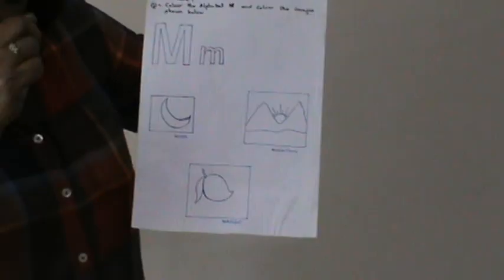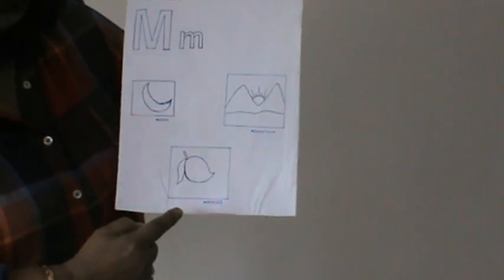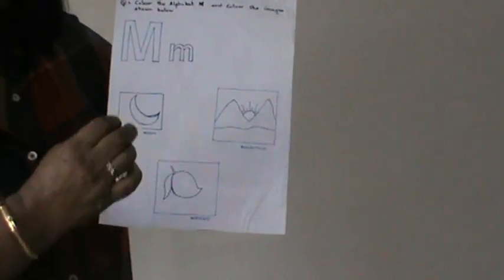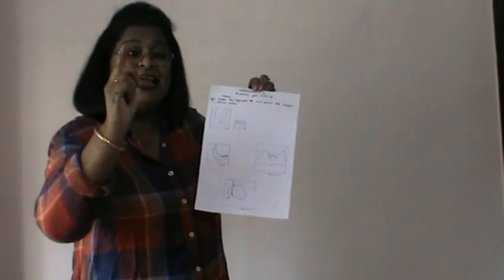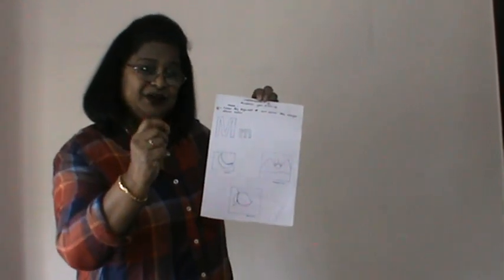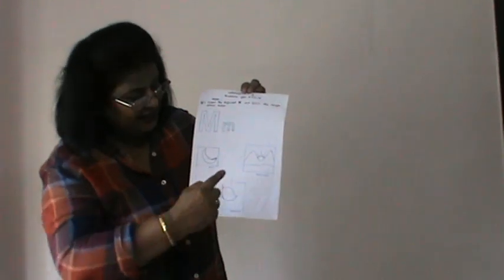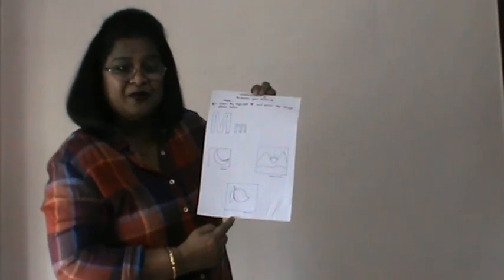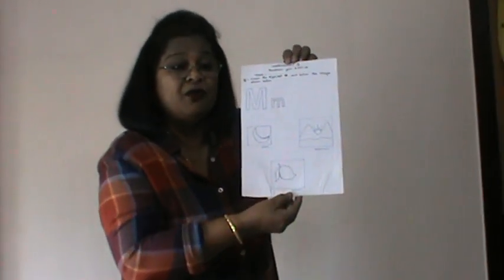And then I showed you the moon, I showed you the mountain, and I showed you the mango. You must color these, okay? If you want any help, come and see what I've done. You can have a look at that and use the same colors, okay? I want you to color the moon, the mountain, and the mango. That's fine. Enjoy doing it and bring this back tomorrow. Okay?